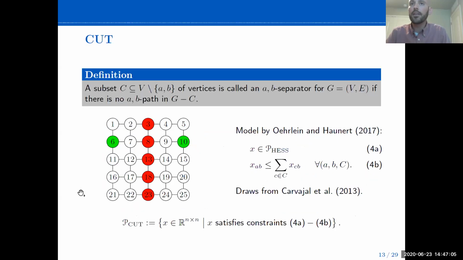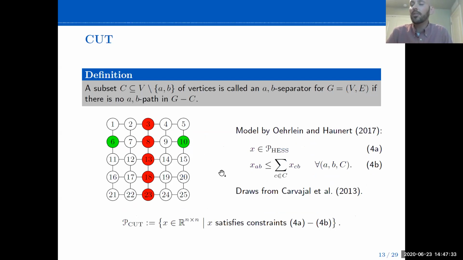Okay, I'd like to talk about two different cut-based models. So this one is an existing model, and it's based off of the notion of graph cuts, or maybe more specifically, A-B separators. So you can see in this picture that these red nodes, if you remove them from the graph, you will separate nodes 6 and 10. So this forms what you might call an A-B separator for this graph.